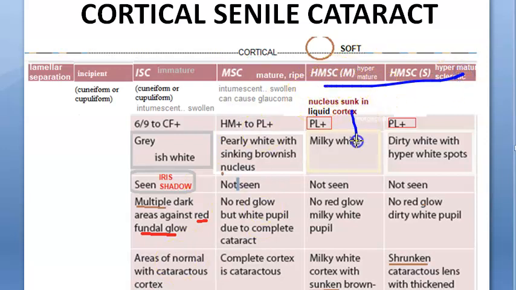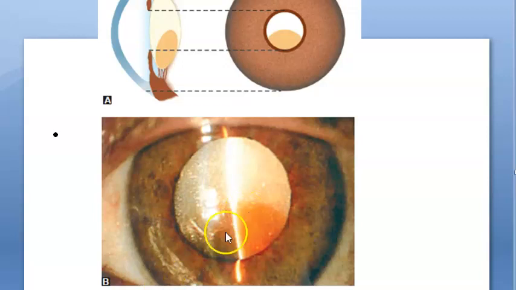Hypermature, you have two things. What and all you have? Morgagnian and HMSC. What is this? Oh, HMSC are both. Under that, you have Morgagnian and sclerotic. So, Morgagnian, you already saw milky white. In this, what happens, guys? In this one, milky white. See, the nucleus sunk in liquid cortex. Remember the photo? Here, you can see this nucleus is sunk in cortex. So, this is the cortex. Cortex is liquefied. So that's why you can understand the milky white color. So lens is converted into a bag of milky fluid.